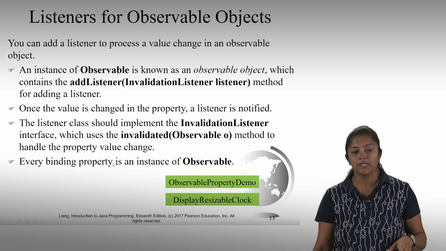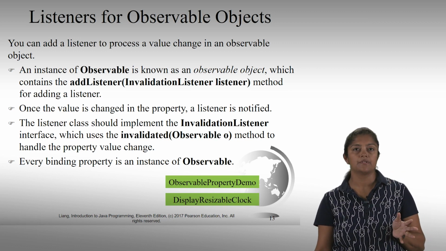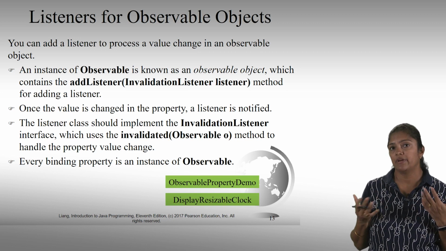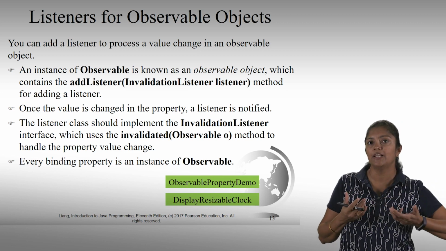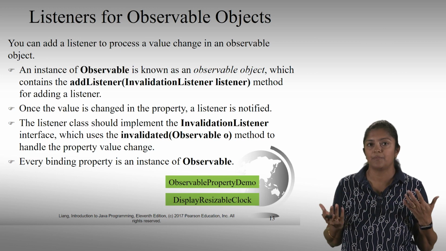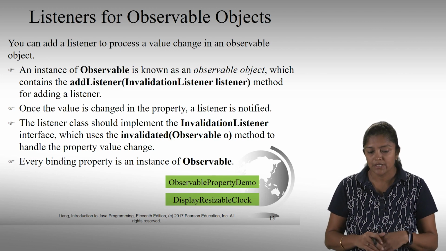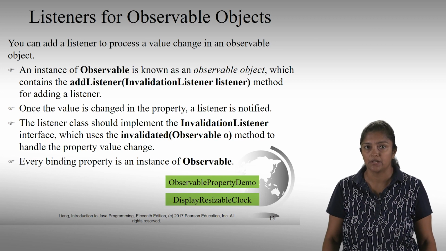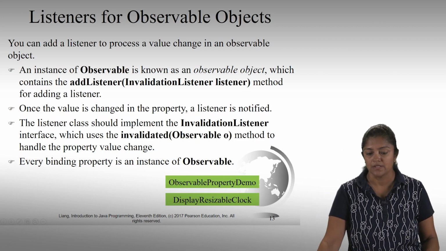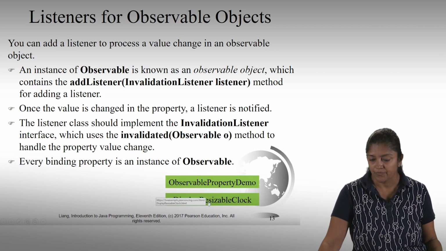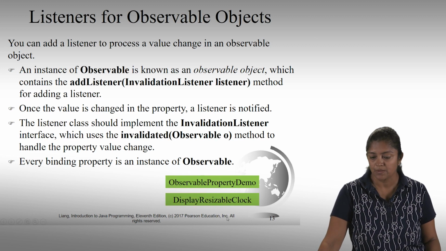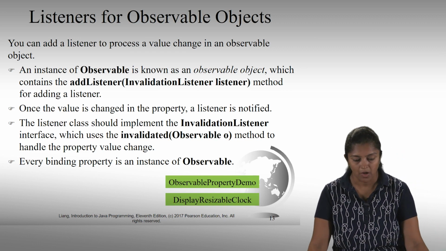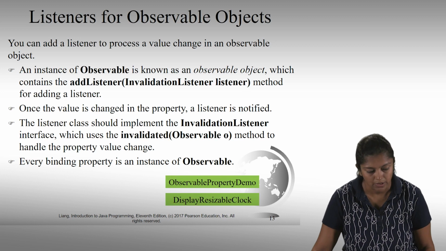The next thing that we'll discuss is how you can mark certain objects as observable objects, and then have listeners on them, so that whenever any change happens in the object value, the listener gets triggered and performs certain actions. What's important is that the object has to be marked as an observable object in order to add a listener to it. I'm going to show you an example of a resizable clock, wherein there is an observable object, and let's take a look at how that works.